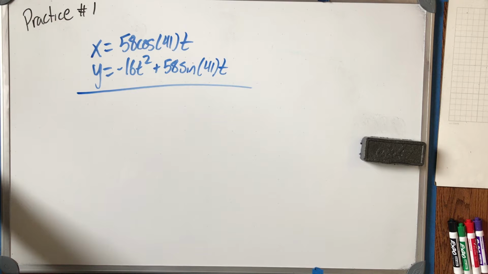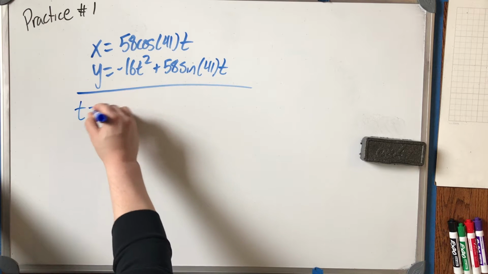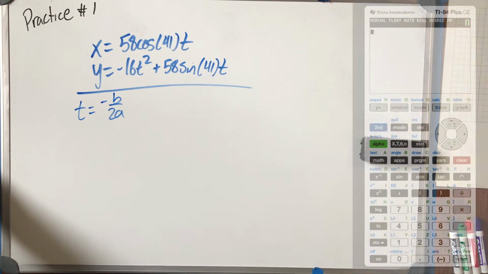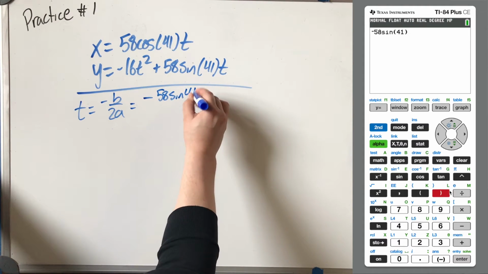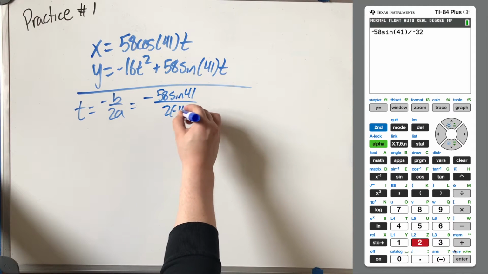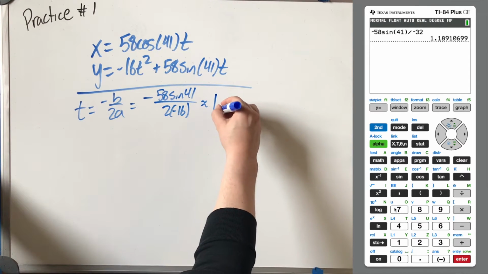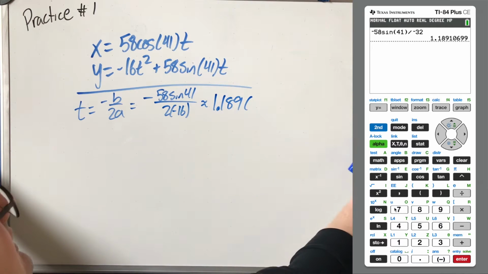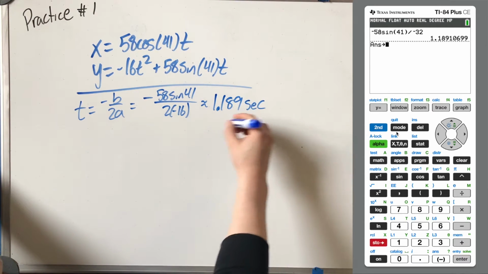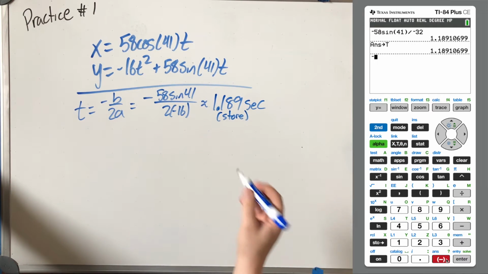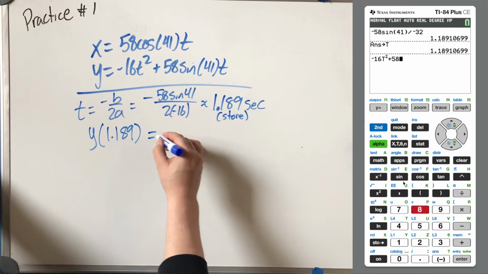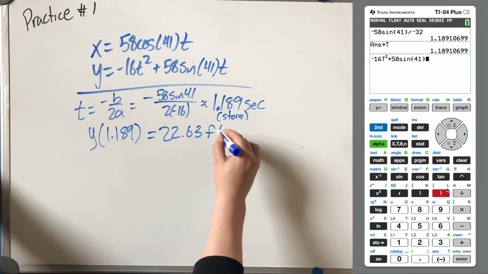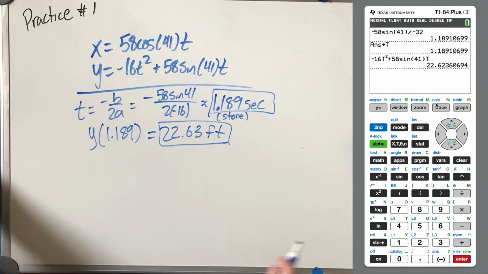The next question asks us what is the maximum height and at what time it reaches that. So I'm going to focus on the y equation, and we know that we can find the maximum by doing t equals negative b over 2a. So it's going to be negative 58 sine 41 all over 2 times negative 16, and I type that in the calculator. You get 1.189 seconds. Units are important, and I'm going to make sure that I store this. Next, to actually find the maximum height, I'm just going to plug this into the y equation, and I will get 22.63 feet. So those are my 2 answers.